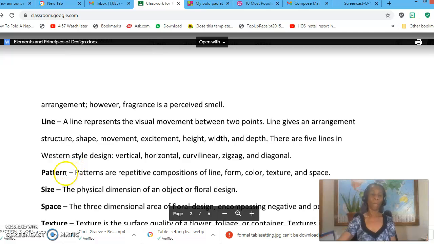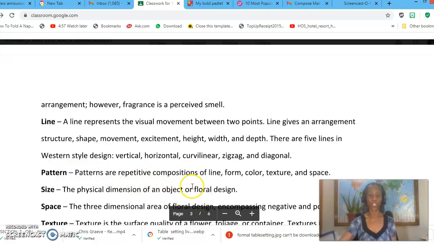Now patterns are repetitive compositions of line, form, color, texture, and shape. So you have like three vertical lines. You repeat them, so you have one over this side, you have another one over the other side. Alright? And we can repeat the texture, we can repeat the color. So we have one red, then we have another red. We have a blue, then we have another blue.